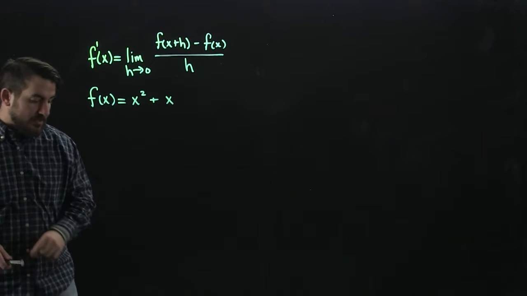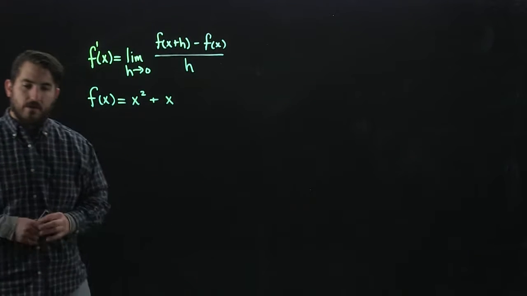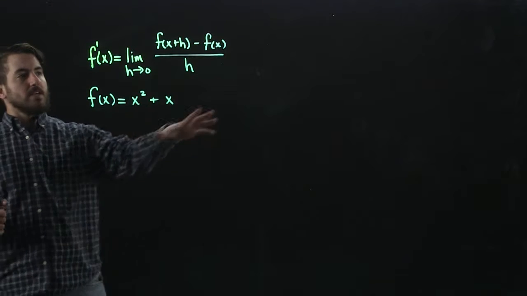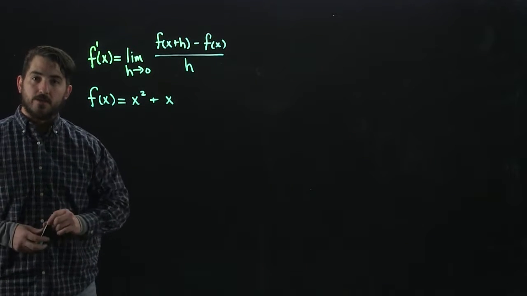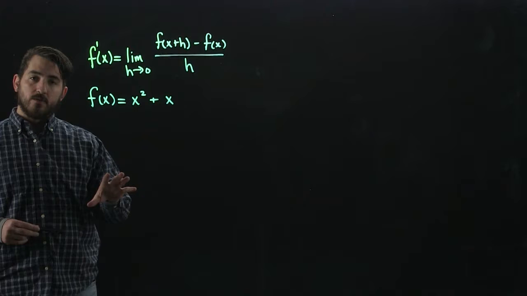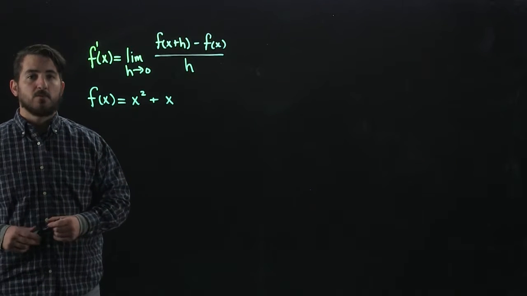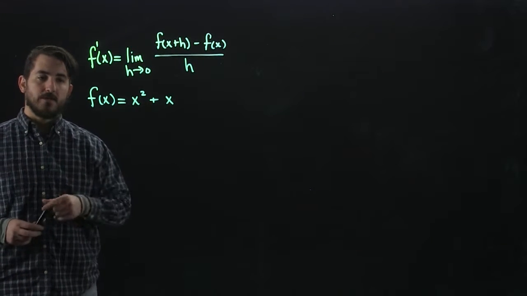Now the first thing that we want to do to find the derivative of f is simplify what's called the difference quotient first. Once we simplify the difference quotient, then I'm going to hit it with the limit as h goes to 0.